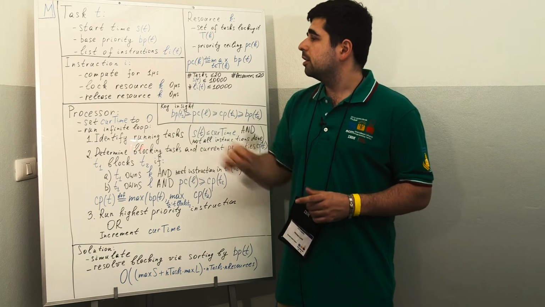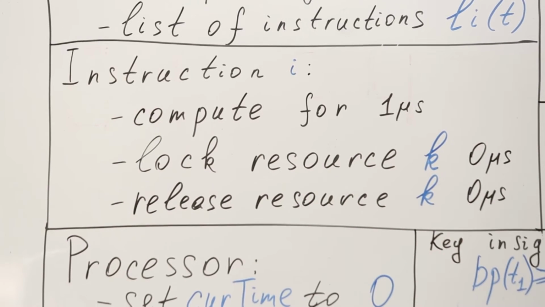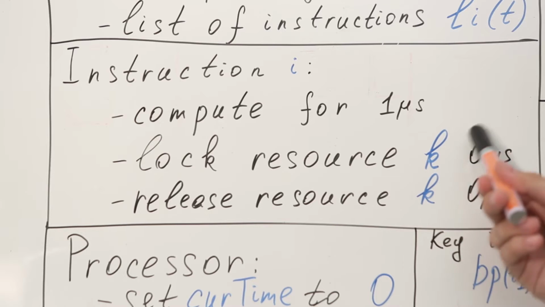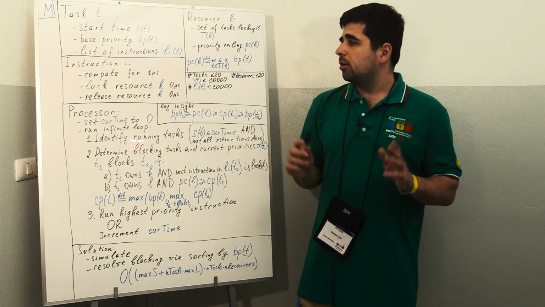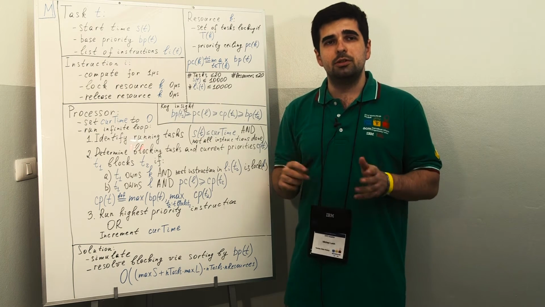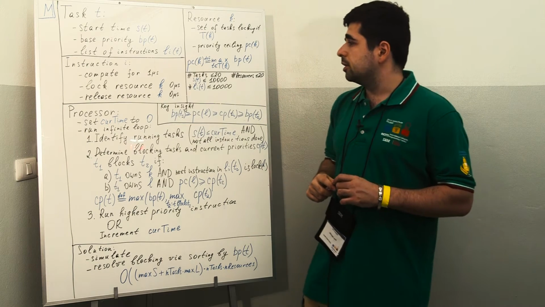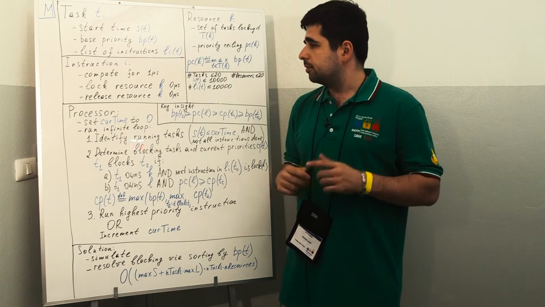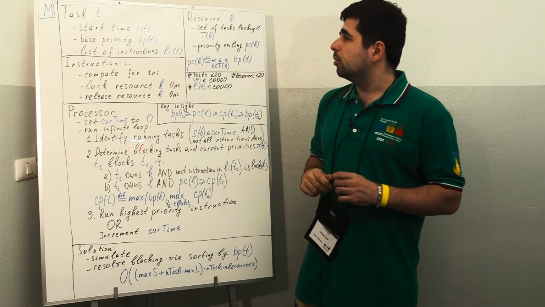Each instruction I is either a simple instruction to compute something for 1 microsecond, or an instruction to lock some resource K, which takes no time, which is immediate, or release resource K. And it is guaranteed that all the resources locked by instruction I are locked and released in some reasonable order, so that you always release the resource you locked last, and so you don't get any task blocking itself and strange cycles because of strange locking and releasing order.